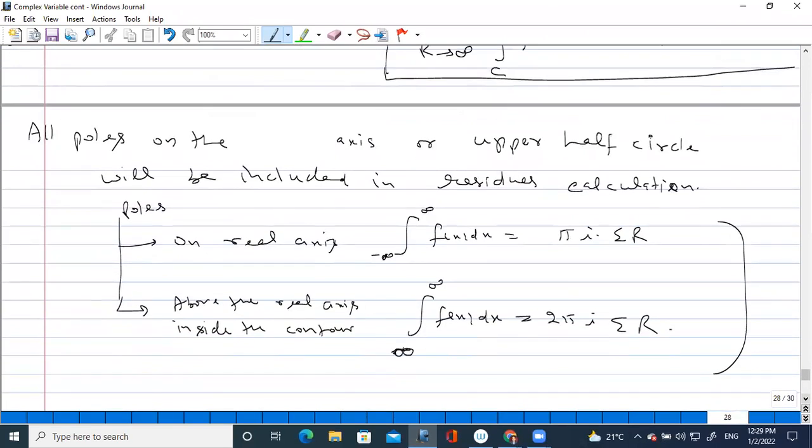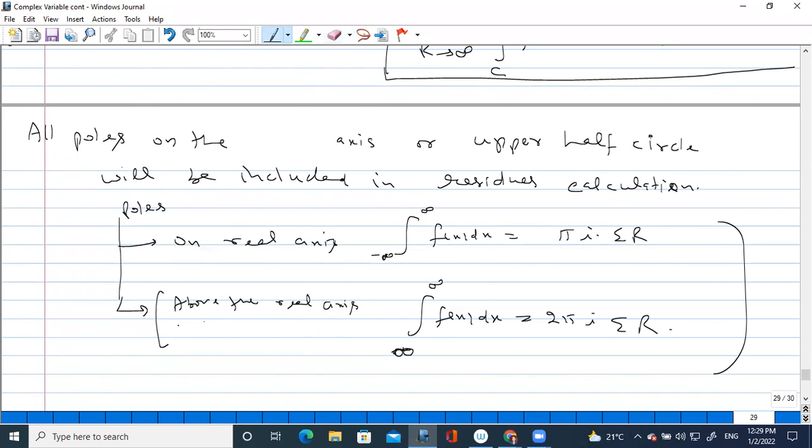If it is above the real axis, all the points will be inside only; just above the real axis is sufficient. Above the real axis, whatever the point is, it is always inside the contour that is considered here. And on the real axis, this formula will be used. On the real axis it can be 5, 10, 11, whatever, all will be on the real axis, so you have to use the formula. Above the real axis all will be inside the contour, but below the real axis all will be outside the contour. So this is our methodology here.